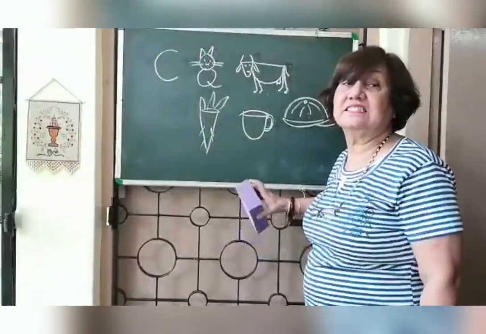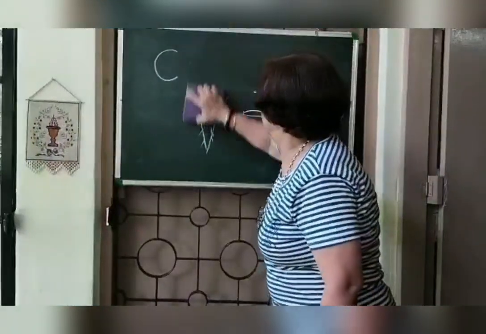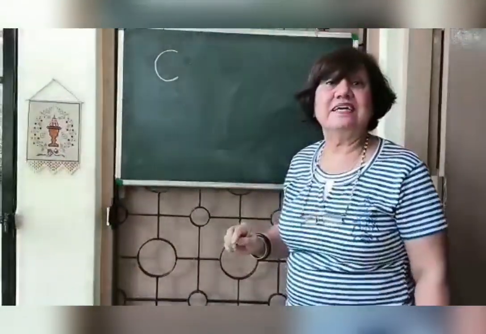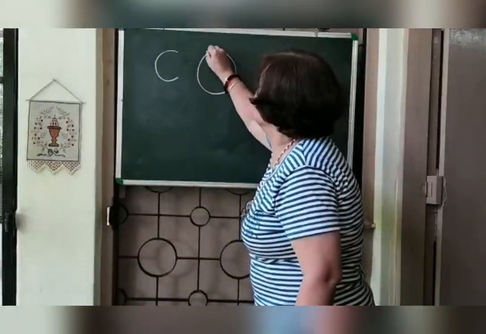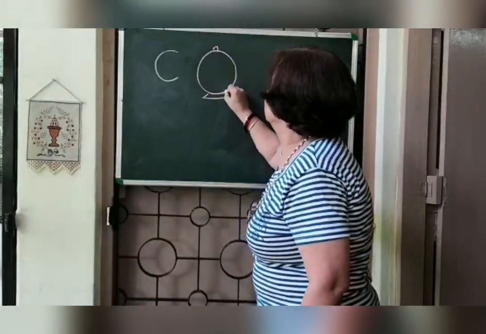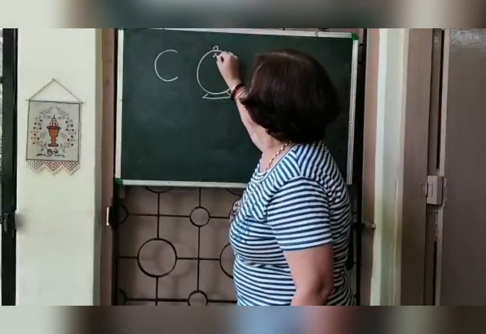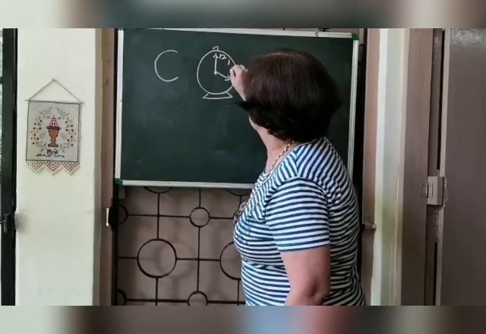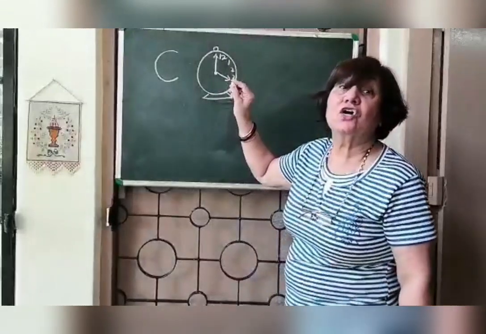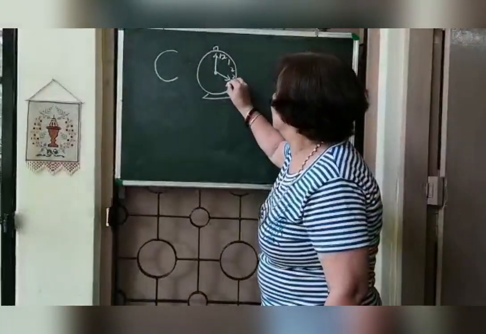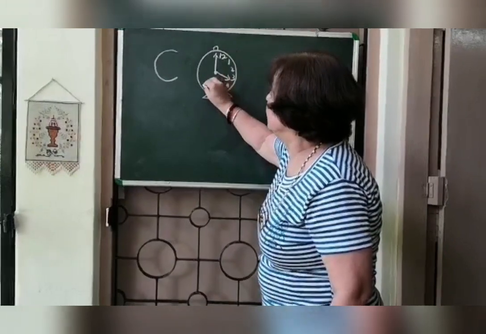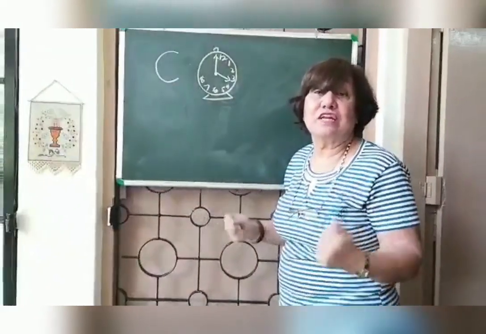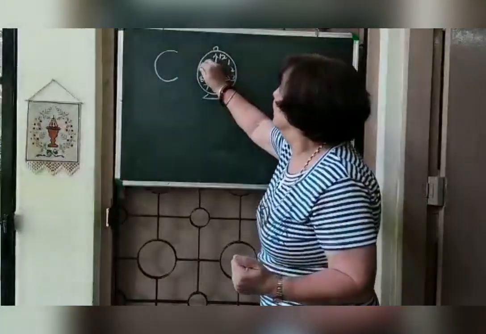Let's see what are the other things that begin with C. You see the time in this. Can you tell me what it is? It is hung on the wall. And you see the time in it. It is called a clock. You look at the time and mommy tells you, the clock is ticking away. Hurry up, you have to dress up for school. So, C for clock.